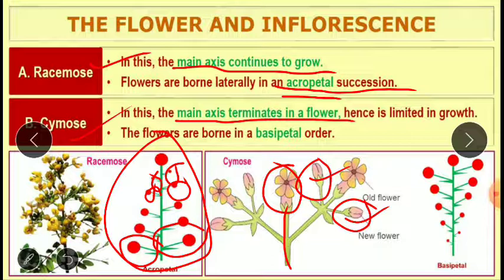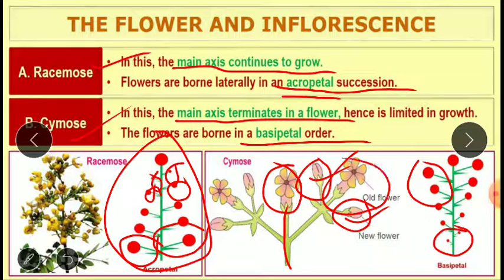And the flowers that are born in this order are known as the basipetal order. Basipetal means the smaller, younger, newly growing flowers are at the bottom, and the older are at the top. This type of arrangement is known as the basipetal order. So in the racemose inflorescence and in the leaves, they follow the acropetal arrangement, whereas in the cymose inflorescence, they are in basipetal order.